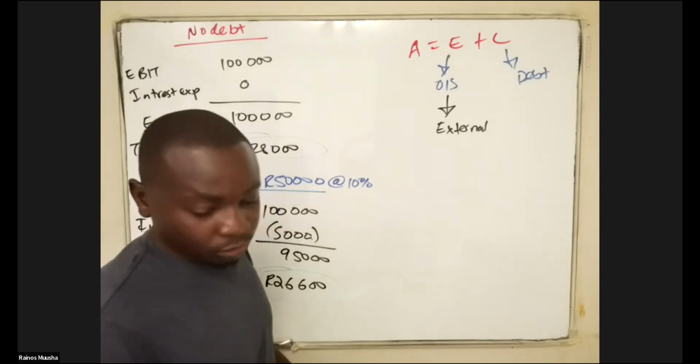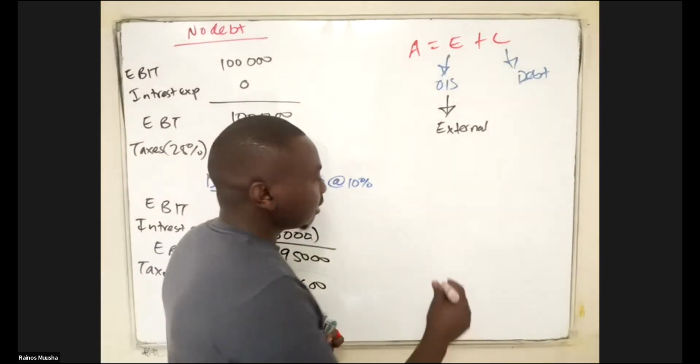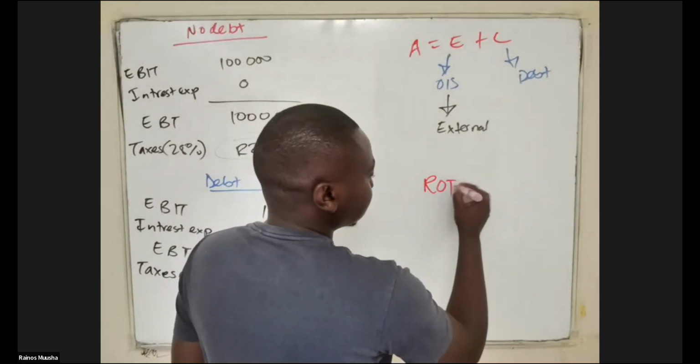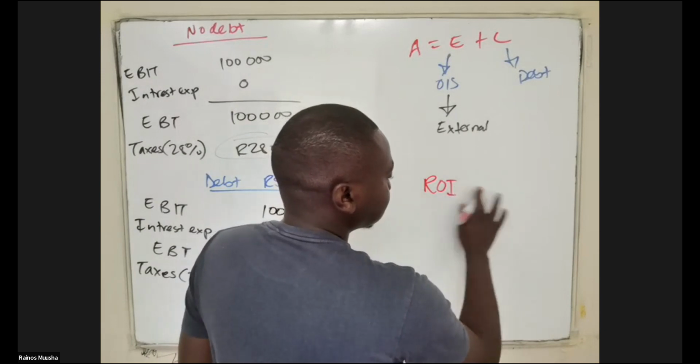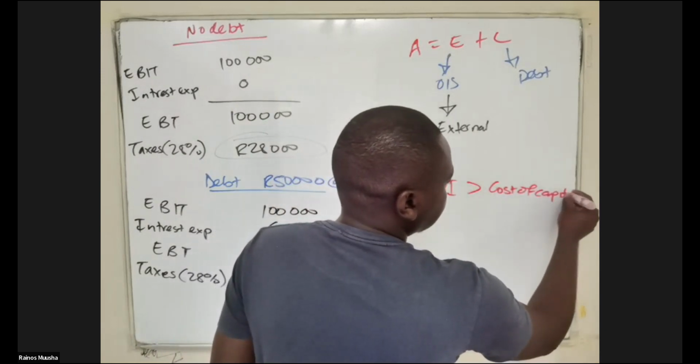So here we're basically saying, remember the goal of the firm is to maximize shareholders' wealth. And how do you maximize shareholders' wealth? By ensuring that your return on investment is more than the cost of capital.